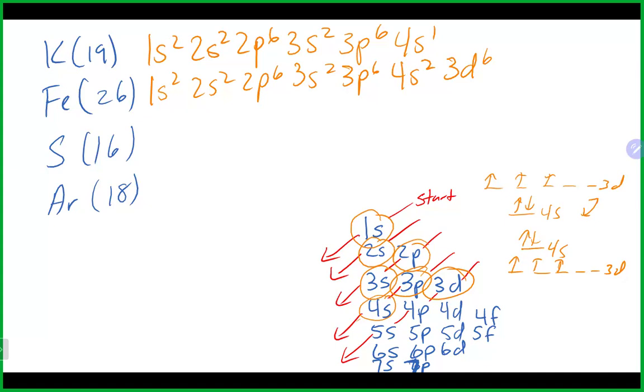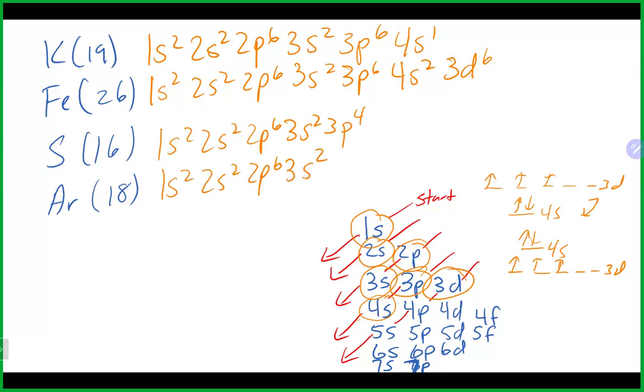All right, 16 would be a little bit of what we did there. 1s2, 2s2, 2p6, that's 10, 12, and 16 right there at 4. And lastly, argon is 18: 1s2, 2s2, 2p6, 3s2, 3p6, which is 18. Any questions on those electron configurations?